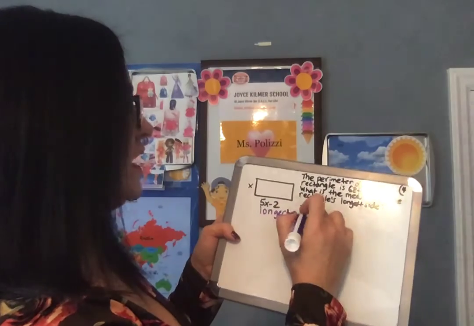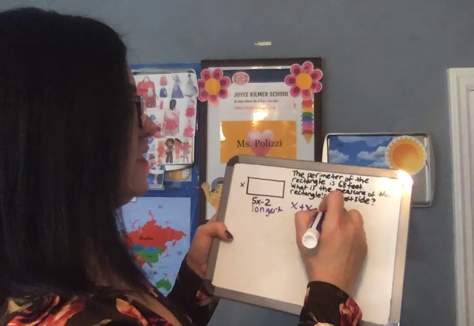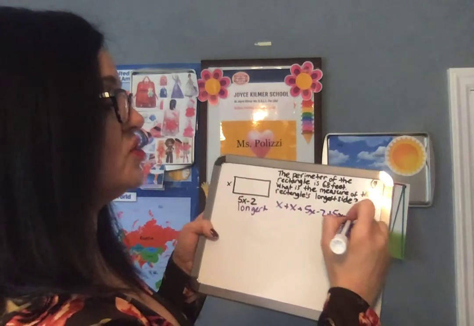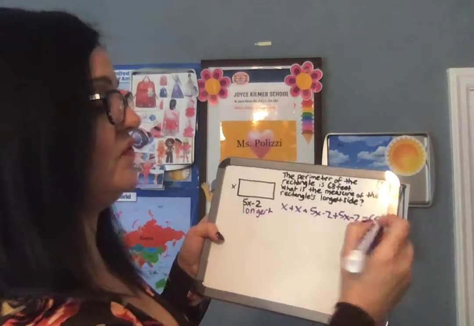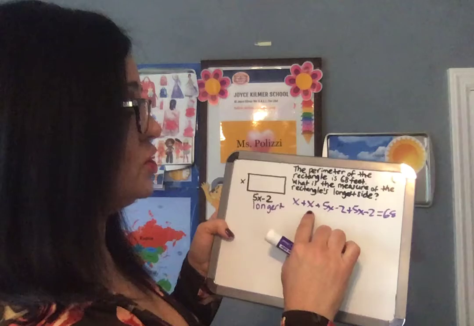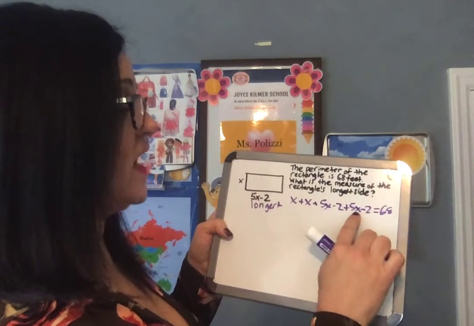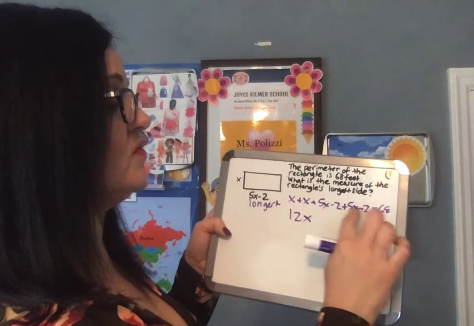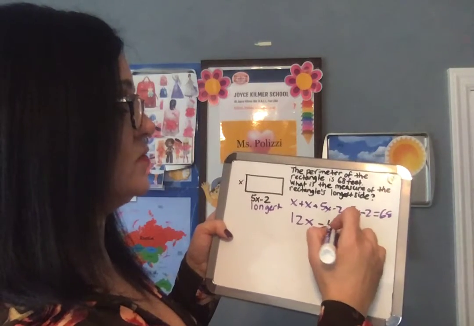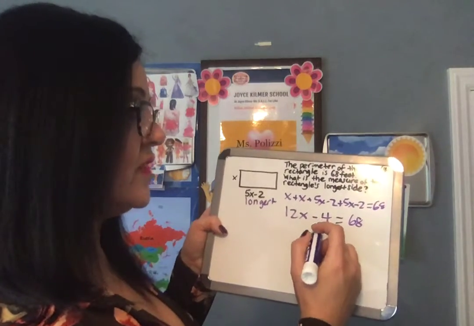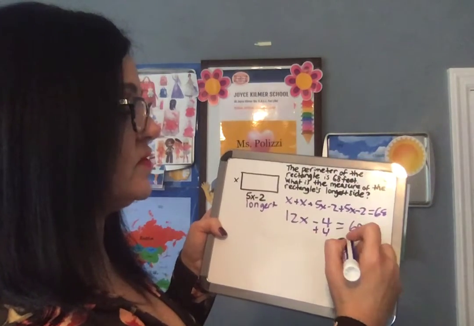So we have x plus 5x minus 2 plus 5x minus 2 equals 68 feet, because that's what it says off there. So how many x's do we have? 1, 2, 5, and 5. So that is 12x. And we have negative 2, negative 2. So now we add those together. We have negative 4 equals 68. So let's solve that. We're going to add 4 to both sides.